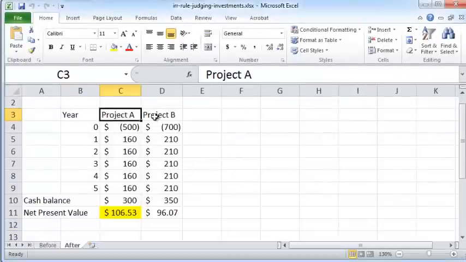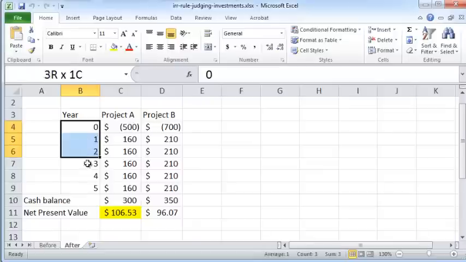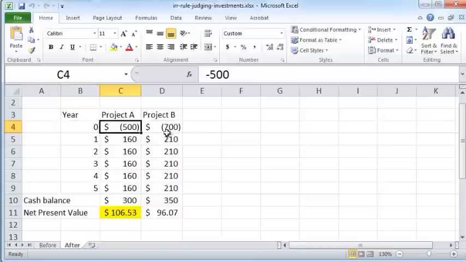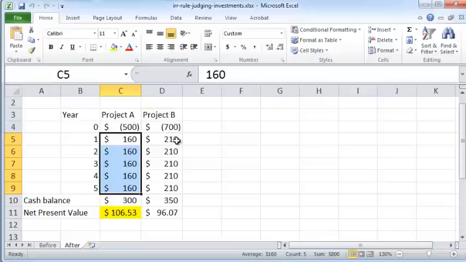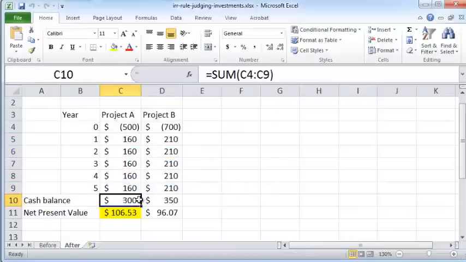Let's say you have project A and project B, and you have five different years, 1 through 5, plus year 0. Initially in the 0th year, or at the very start of your analysis period, you're investing $500 in project A versus you need to invest $700 in project B. And project A gives a return of $160 in every subsequent year for the next 5 years, and project B instead gives $210.